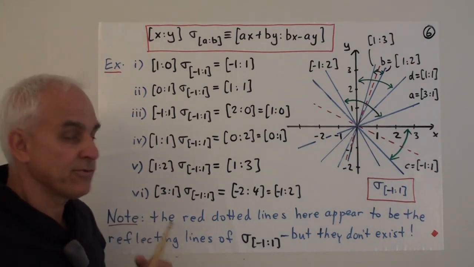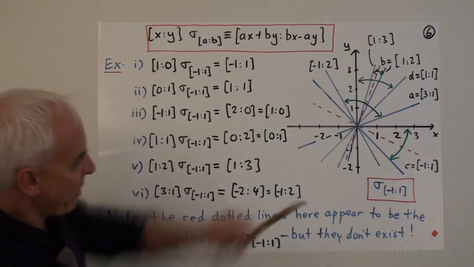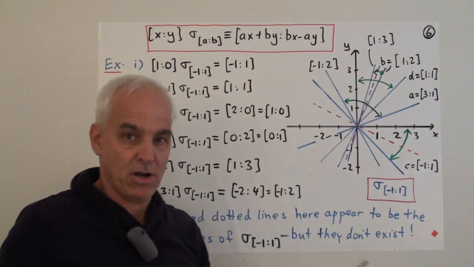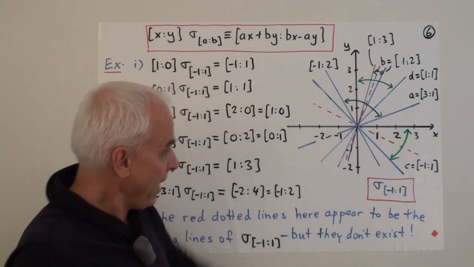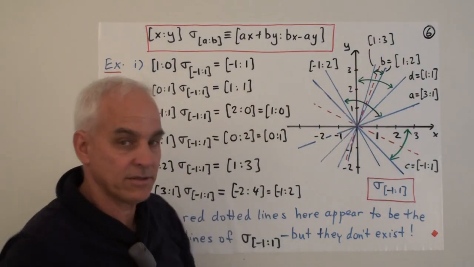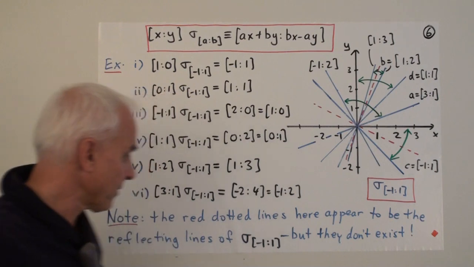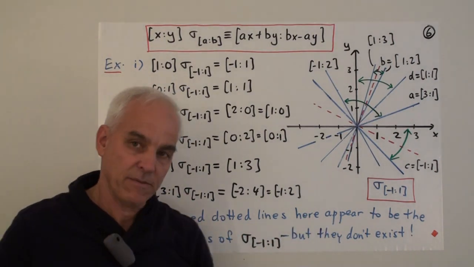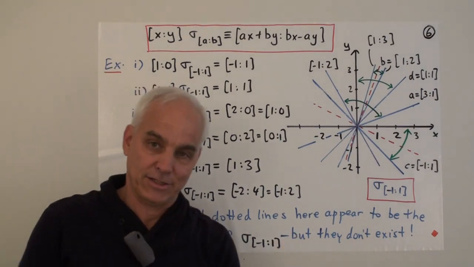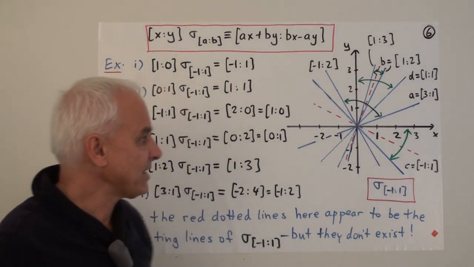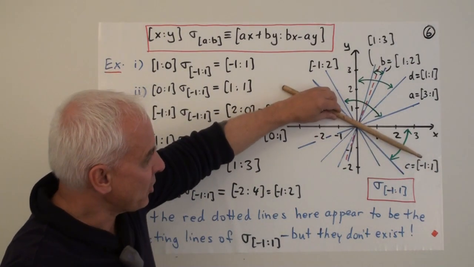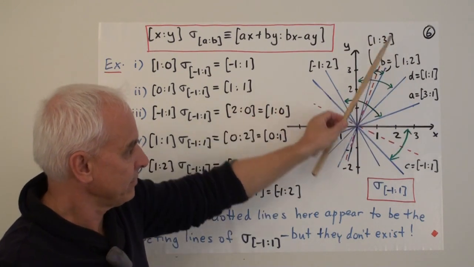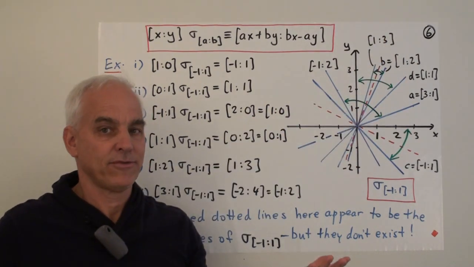So in all cases, it does really look like we are reflecting, but whether we're reflecting in this line or a perpendicular line, it's a bit hard to say. It looks like they're both equivalent. And the existence of these red lines is not yet established. So the red dotted lines here appear to be the reflecting lines of this reflection, but it turns out that in fact they don't exist. Okay. So this is a reflection which is not associated to an actual reflecting line. That's just the way it is.